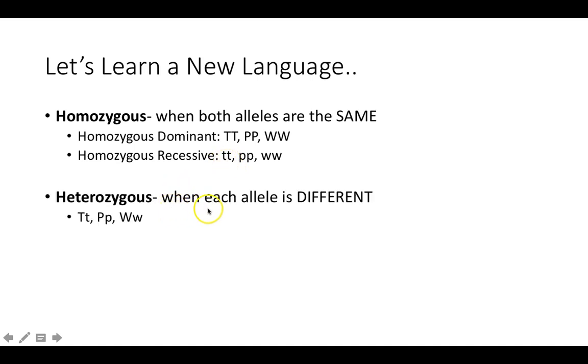Heterozygous, when each allele is different. When an organism is heterozygous, you do not have to follow it with dominant or recessive. You know that it is one each, a dominant allele and a recessive allele.